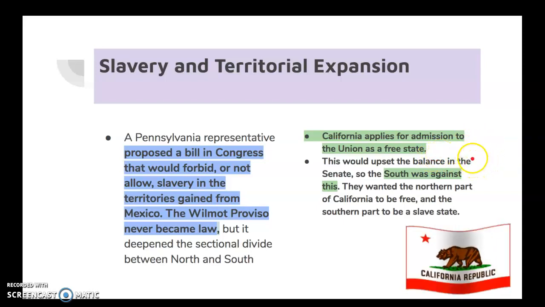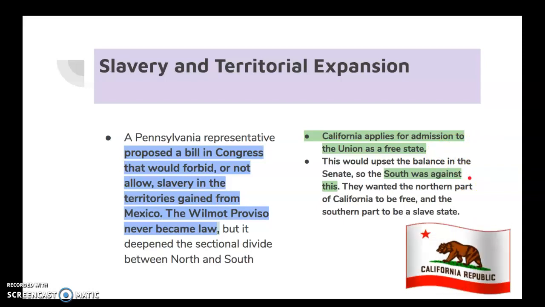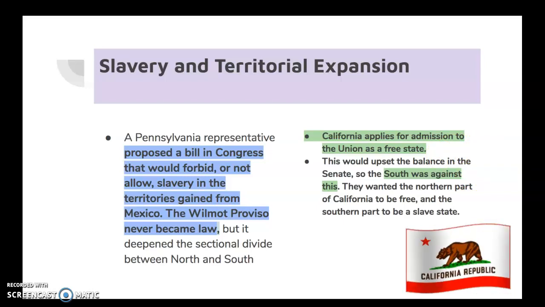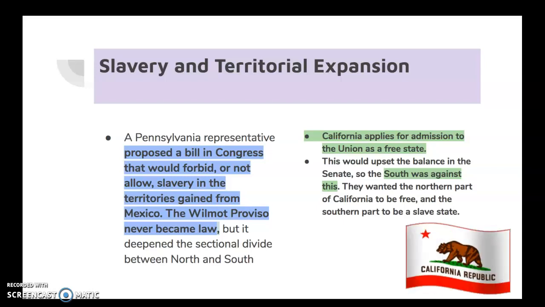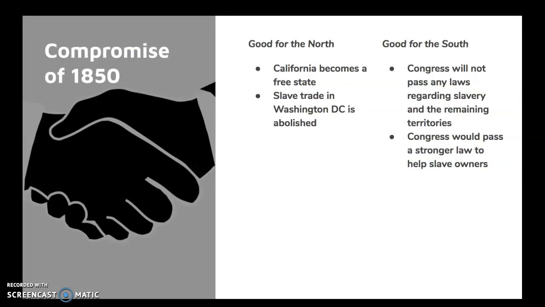This would upset the balance in the Senate, so the South was against it. What the South wanted to do here to keep that balance is they wanted the northern part of California to be a free state and the southern part to be a slave state. That was their solution to this.